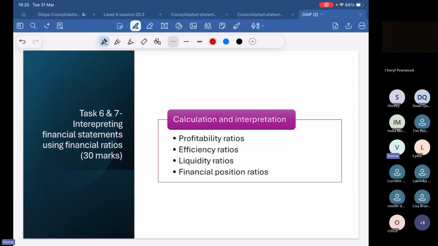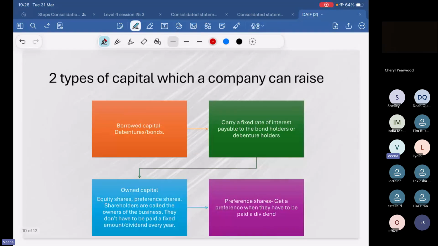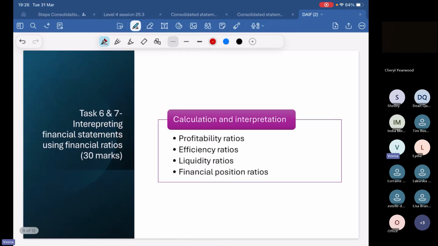So these are tasks 6 and 7. Again, it is calculation and interpretation, because when you calculate the ratio, there will be a question where you have to interpret whether the company has done better or worse. Why do you think it must have happened? The profit margin has gone up, the profit margin has gone down. What could be the reason for the profit margin going up and down? Those kinds of things will be covered on this topic. So these are the different tasks, the 7 tasks.